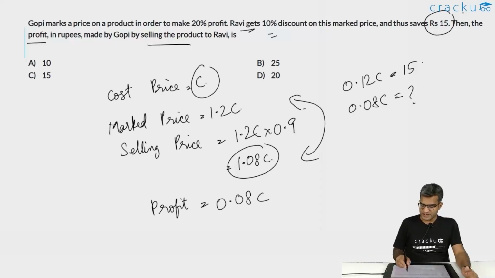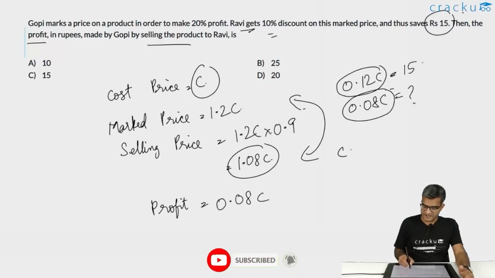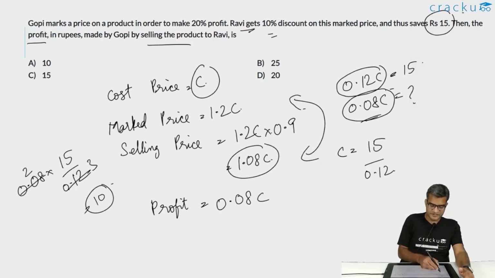Now you can notice that this is 3 by 2 times this. So the answer basically will have to be 10 rupees. If you're not sure, you can just calculate the value of C. C is 15 divided by 0.12. Therefore, 0.08C will be 0.08 into 15 divided by 0.12. Like we mentioned earlier, 8 by 12 is basically 2 by 3. So this will equal 10 rupees, which is option A.